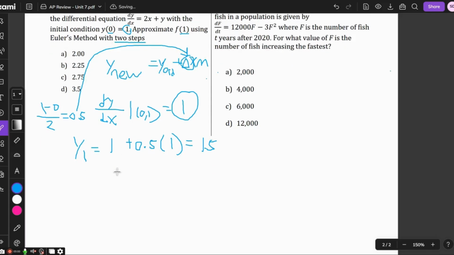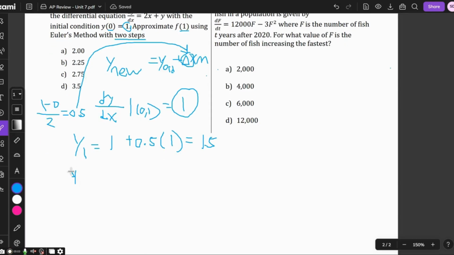From here, we're going to repeat the same process. Our step size stays the same, so y2, and this is going to be our final step. This is going to be y old, as we can see in the equation here. So that's going to be 1.5. So 1.5 right there. The step size stays the same. And what is our slope with our new y1 and x1? So dy dx evaluated at 0.5, since we moved our x value up by 0.5, and 1.5, which is right here. And let's see, what does that equal? That equals 2.5.